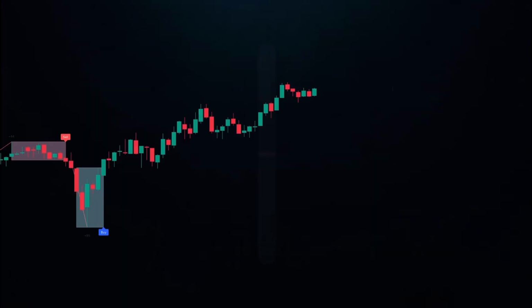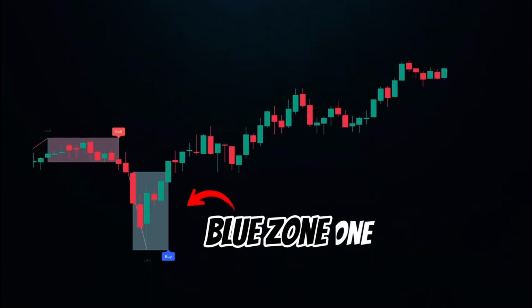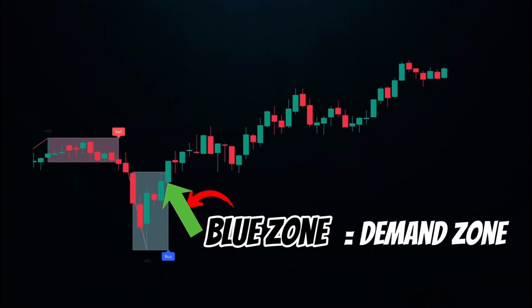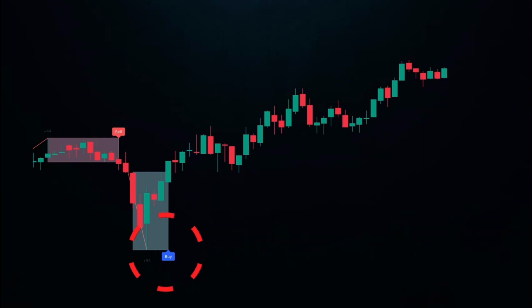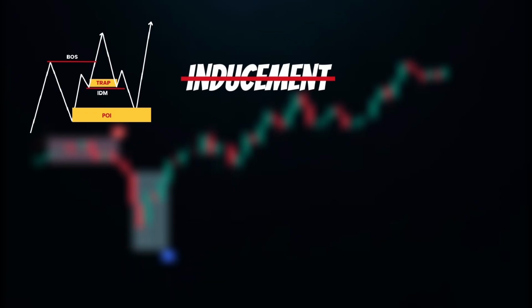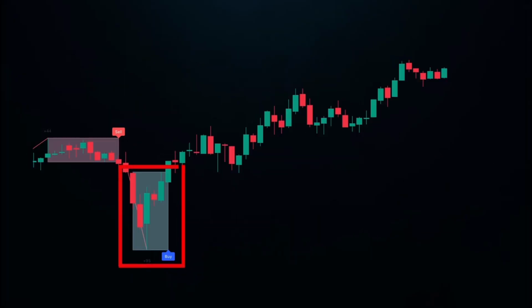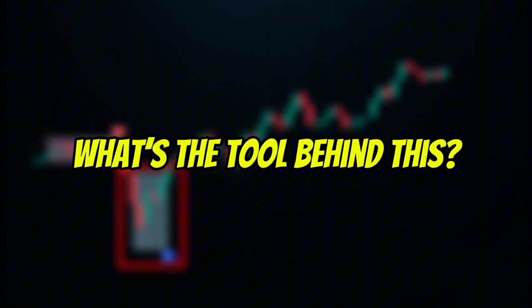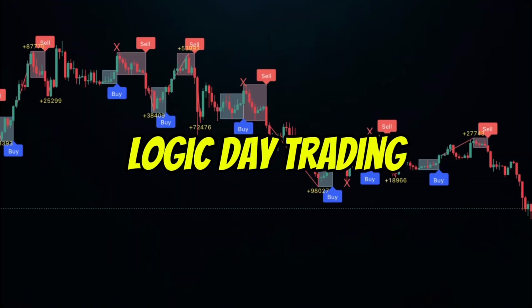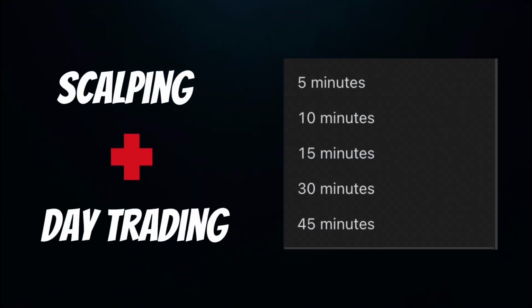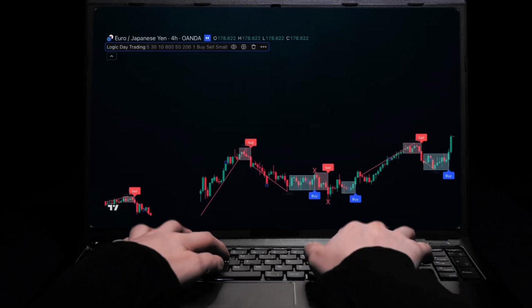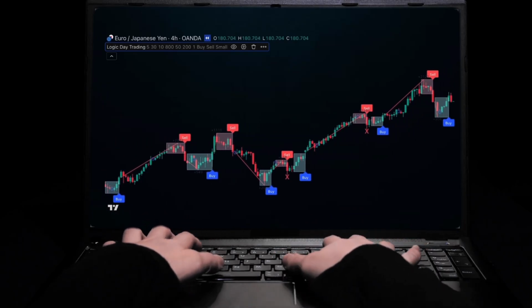On the exact same chart, you see a blue zone. That's a demand zone. As price approaches it, you already know the odds are higher for a bounce. And then you even get a buy signal to confirm the entry. That means you can skip so many confusing steps like inducement, liquidity traps, and fake outs, and focus on the zone that actually matters. So what's the tool behind this? It's Logic Day Trading. Perfect for scalping and day trading, and it really shines on the 30-minute, 15-minute, and 5-minute charts. So grab a coffee, and let's catch cleaner, higher probability trades with Logic Day Trading.